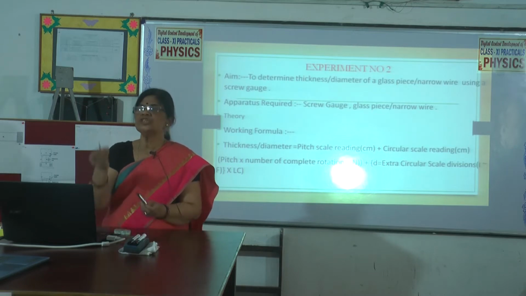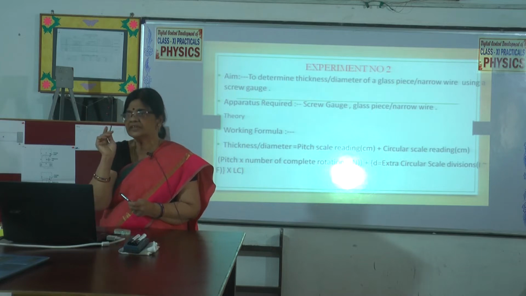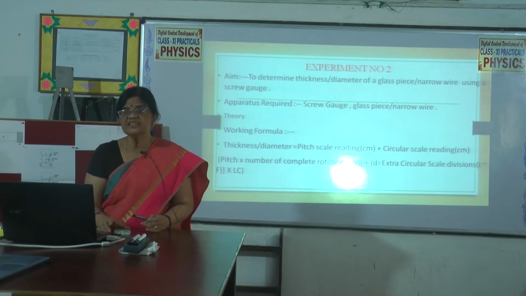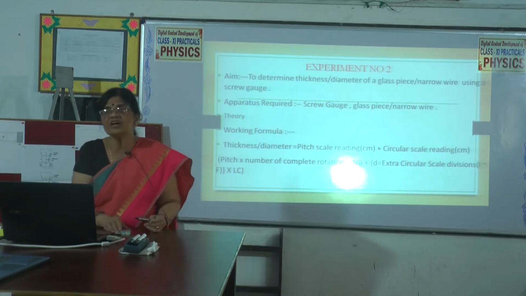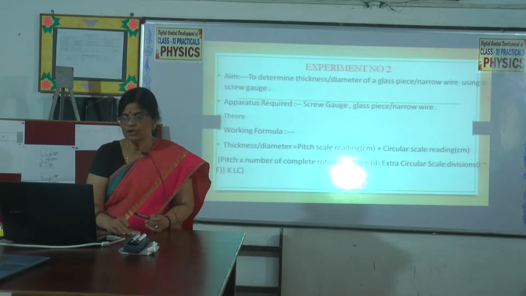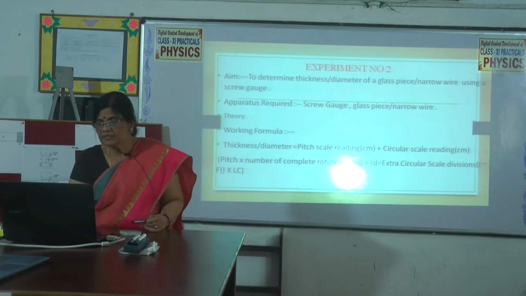In the same procedure, you can find out the diameter. Instead of a lamina, you will put the wire on the table and find it out. The procedure is the same. So let's highlight the determination of the thickness of a glass piece, that is an irregular lamina, using a screw gauge. Apparatus required: you have a screw gauge and a glass piece.